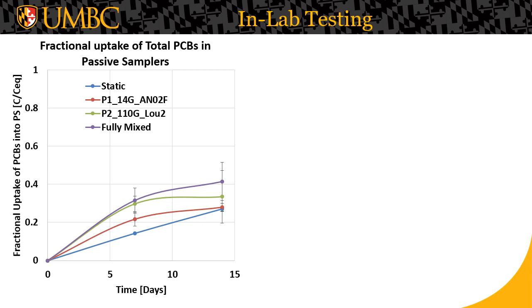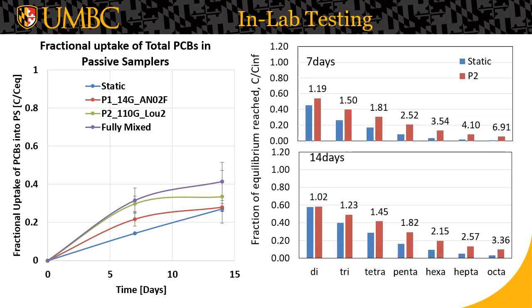We see that at the end of 14 days, the static sampler has almost caught up with prototype P1. P2 is still performing slightly better because of the stronger motor. When we bar plot the fractional equilibrium of each homologue for static versus prototype P2, there is a substantial difference created by the vibration for the higher homologue groups. For example, at the end of 7 days, the vibration in P2 has helped the hepta group reach equilibrium 4 times closer than static and almost 7 times closer to equilibrium for octa, which is a great improvement.